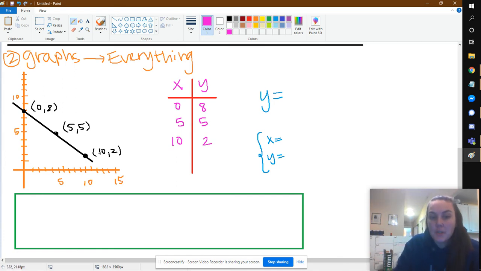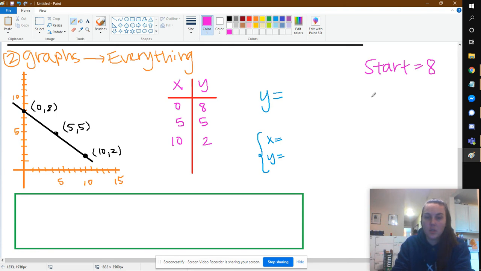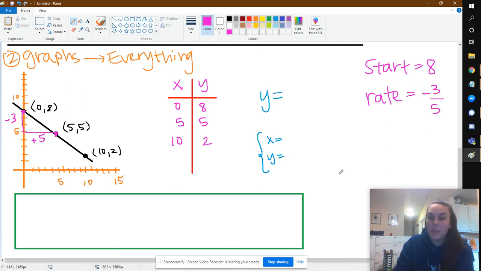Let's find the rate and the starting point here and compare it to the rate and the starting point here. Here, the starting point is where it hits the y-axis, where x is 0. So our starting point is 8. Start is 8. And our rate is, when we move from here to here, we went down 3 and to the right 5. So our rate is -3 divided by 5.